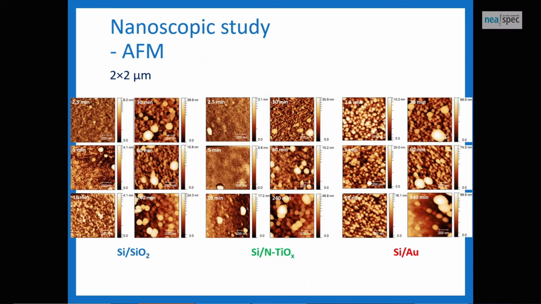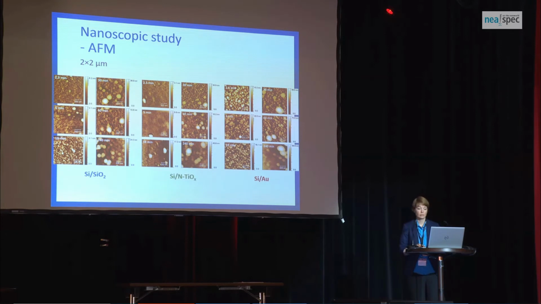Firstly, AFM images. From AFM images, you can see that with longer time of polymerization, the number and the size of the nanofeatures is increasing, in the case of silicon and titanium surfaces. But in the case of gold surfaces, the gold was rough itself, but there is growing of the nanofeatures with increasing time too.